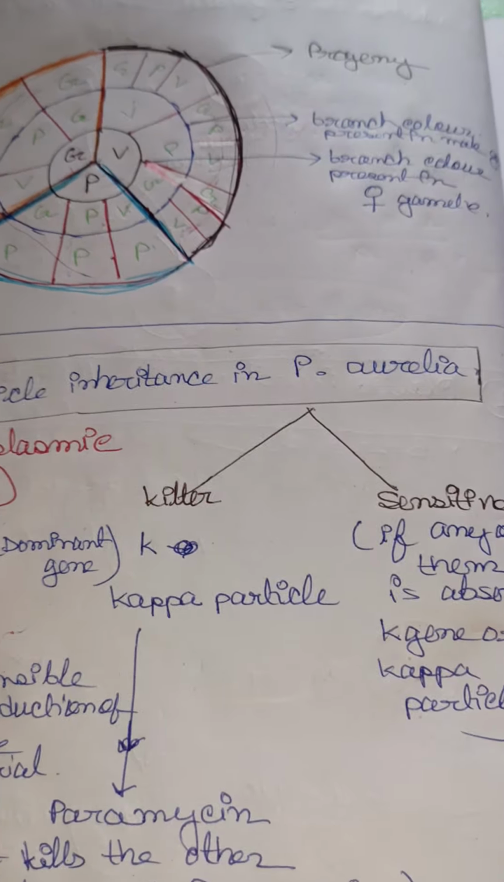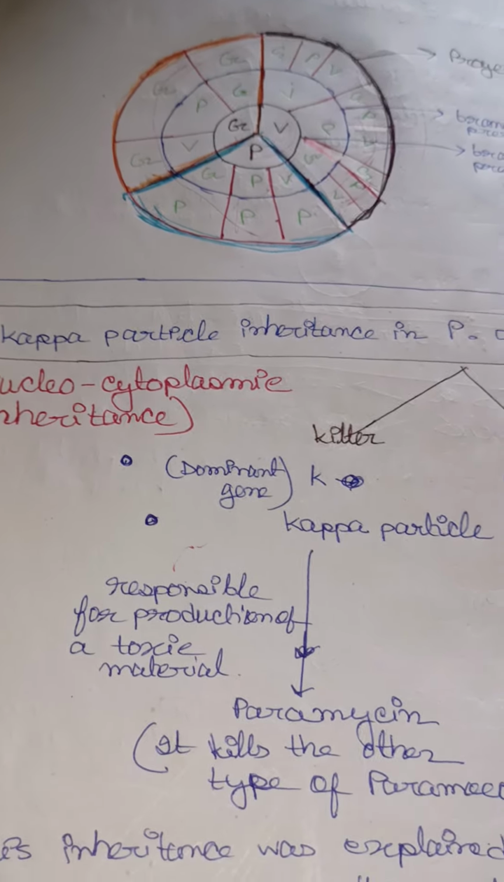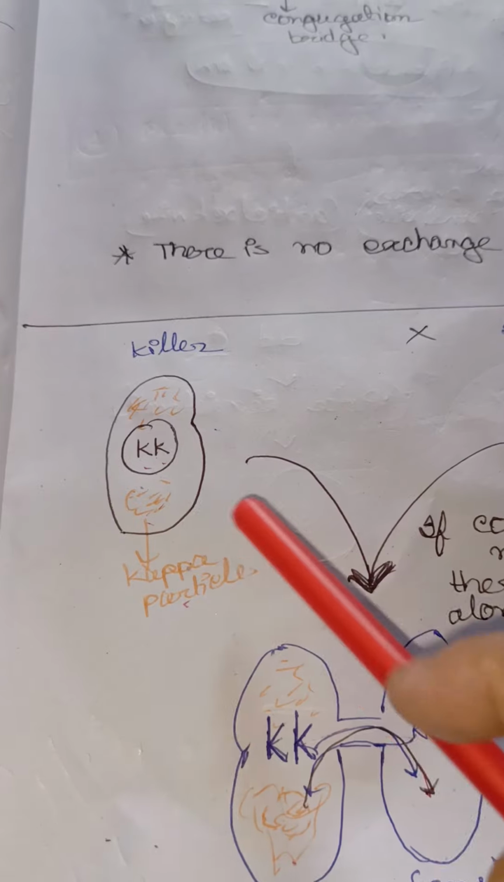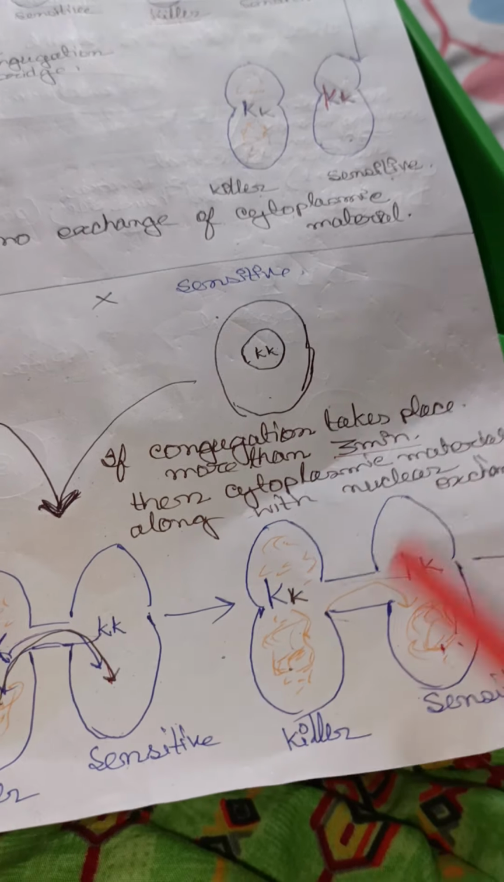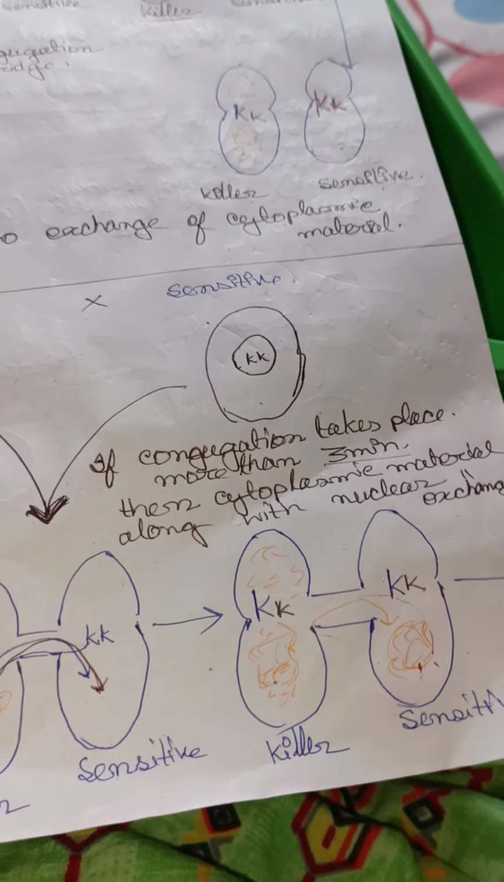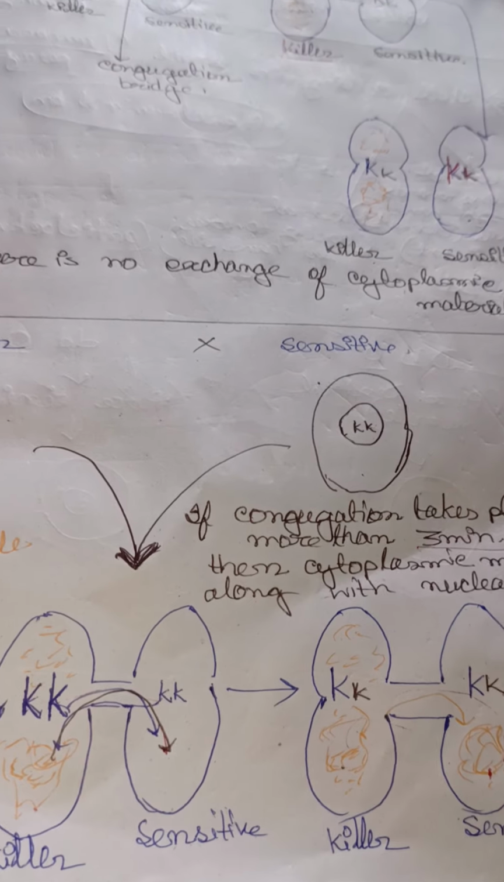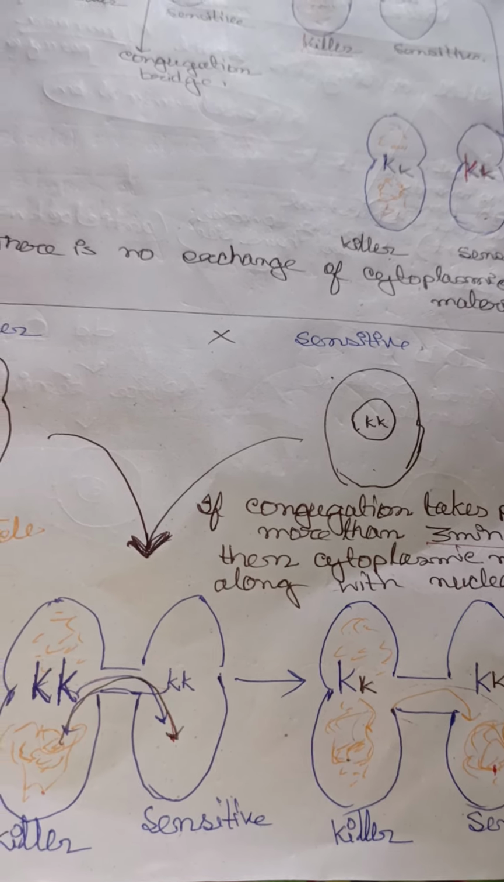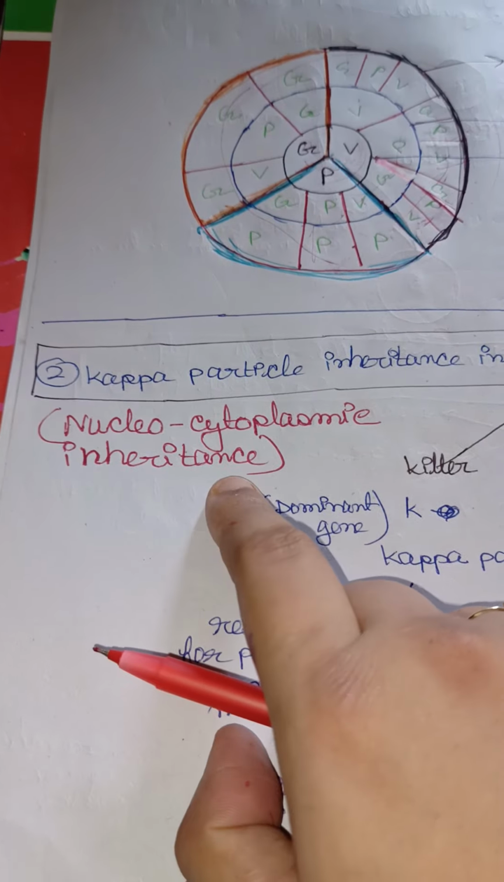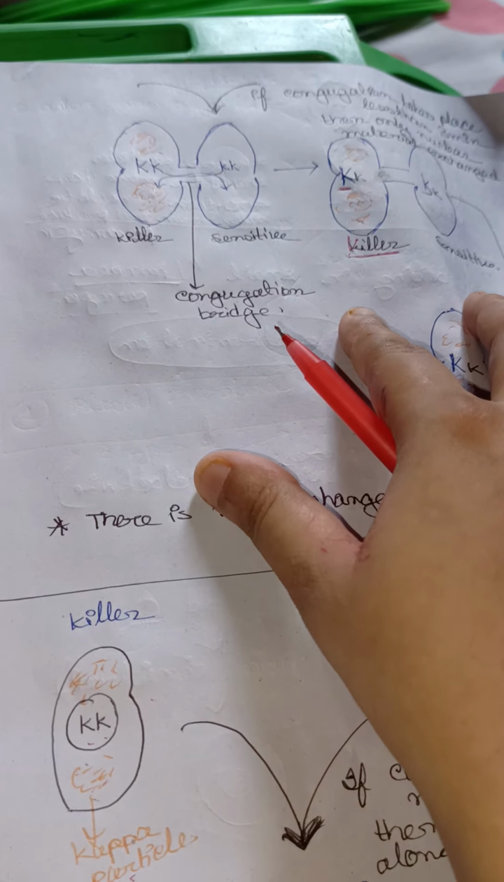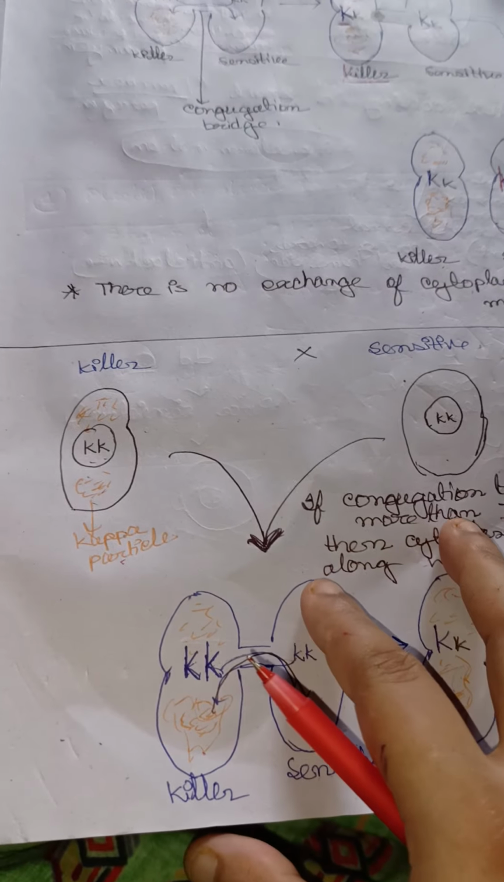Clear? So here also the cytoplasmic material is exchanging, right? The cytoplasmic killer factor is exchanged, that's why the offspring is coming killer strand. So here also cytoplasm is playing a most important role in inheritance. Okay, so this is also an example of cytoplasmic inheritance, and we can also call it nucleocytoplasmic inheritance. Clear? Because nuclear material is exchanging here and cytoplasmic material is exchanging here. Clear?